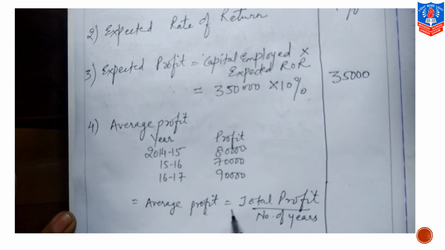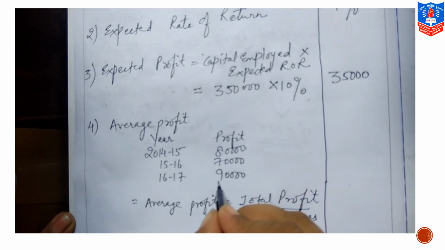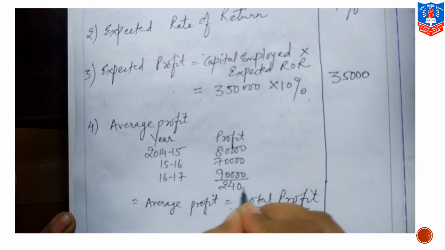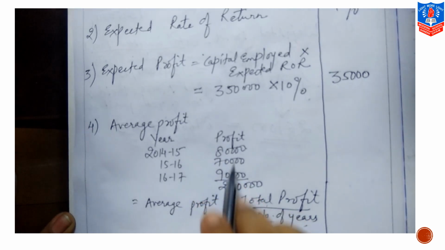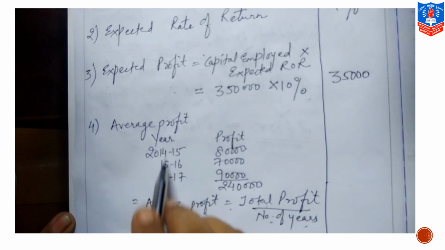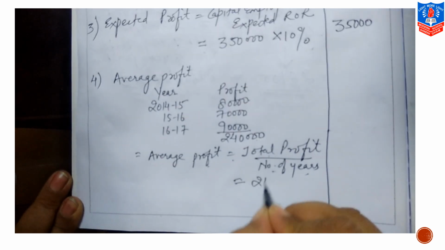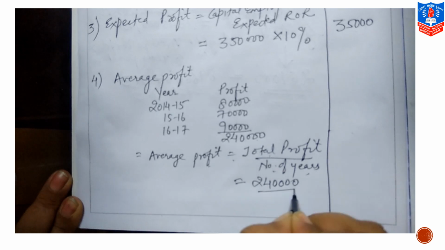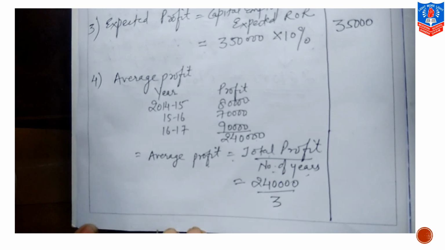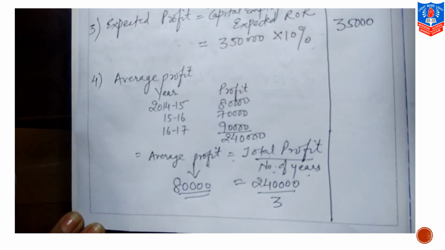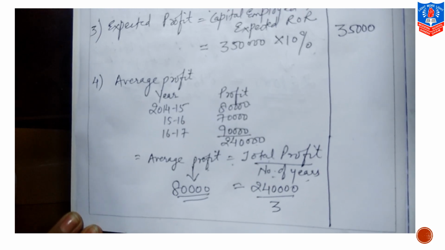So average profit is equal to total profit upon number of years. Total of profit we will find out. In the earlier session we understood how to find average profit. It comes to a total of 2,40,000 for 3 years. So 2,40,000 divided by 3 gives you average profit of 80,000. This we will take to step number 5.